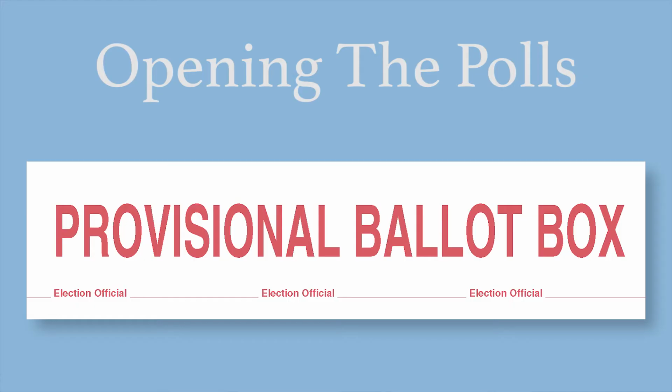Next, open your provisional box, remove the envelope which contains the seals for the provisional box, seal the empty provisional box to prepare it for ballots if you have a provisional voter later in the day.